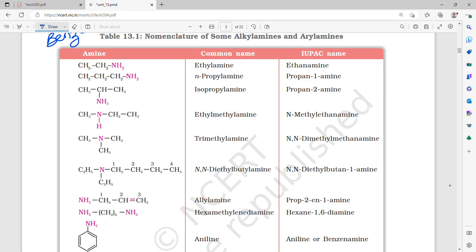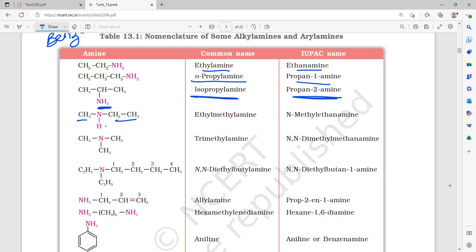CH3CH2NH2 is ethanamine, common name ethylamine. And CH3CH2CH2NH2 is propanamine, also called n-propylamine. Why are we writing n? Because if I put this NH2 over here, then it will become iso. If I put it in the middle, then it will become isopropylamine, or propan-2-amine. Then over here I have put the NH at position 2.